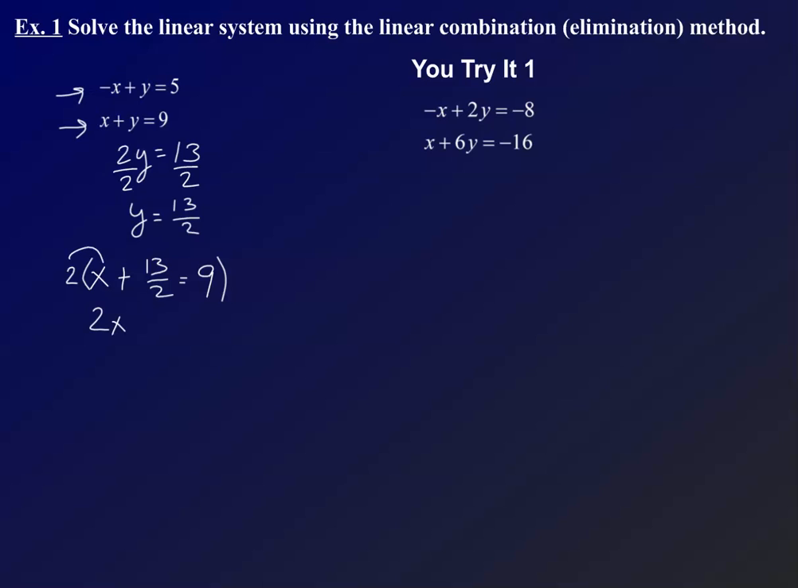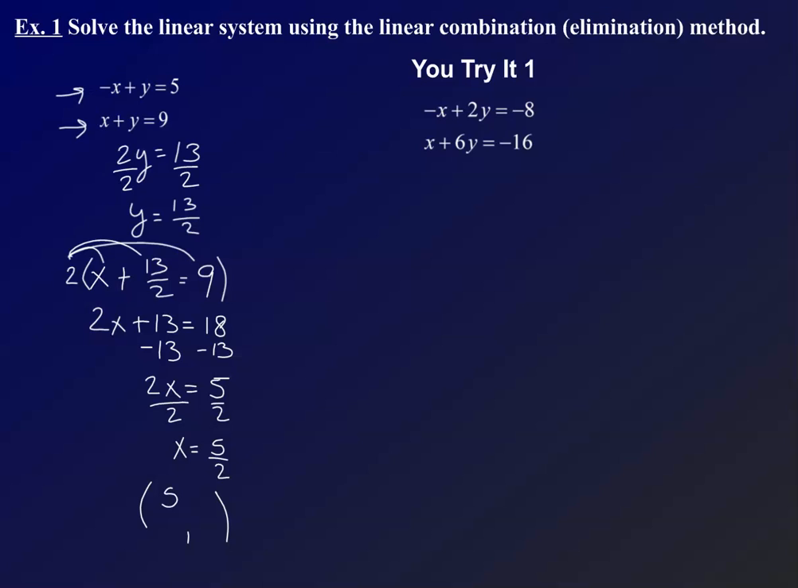So we get 2x. 2 times 13 over 2 is just 13. And 2 times 9 is 18. Now I can subtract 13 from both sides. We get 2x equals 5. We then divide by 2, and x equals 5 over 2. And then again, just like substitution, we take our answer and write it as an ordered pair. That's every time you solve a system of equations. And with that, the first part is done.